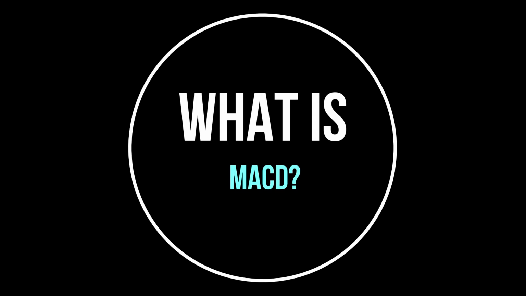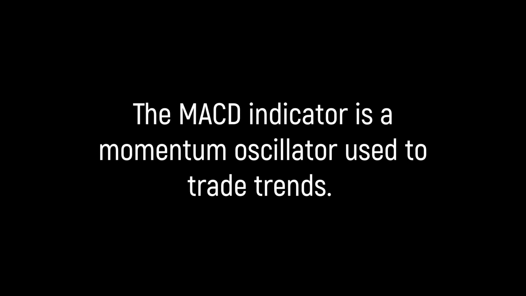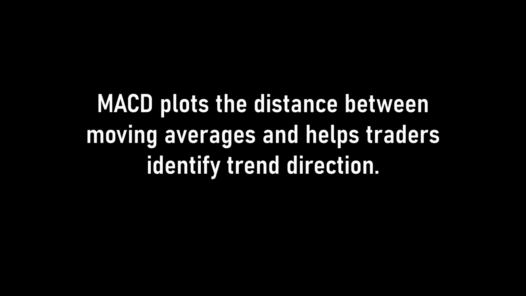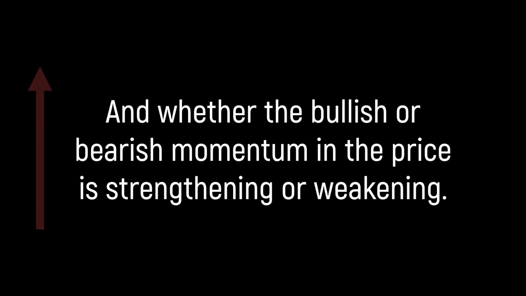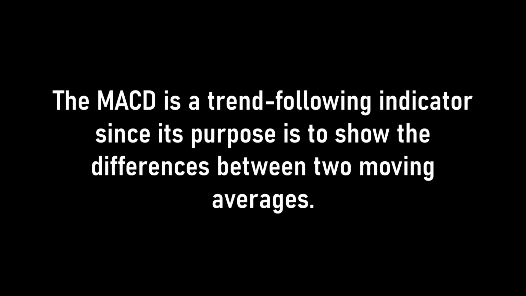Let's begin. First of all, we need to know what is MACD? MACD is an acronym for Moving Average Convergence Divergence. The MACD indicator is a momentum oscillator used to trade trends. MACD plots the distance between moving averages and helps traders identify trend direction and whether the bullish or bearish momentum in the price is strengthening or weakening. Although MACD is an oscillator, it is not typically used to identify overbought or oversold conditions. The MACD is a trend-following indicator since its purpose is to show the differences between two moving averages.